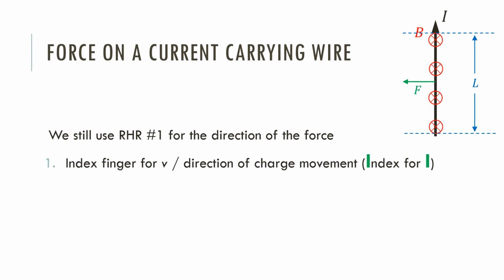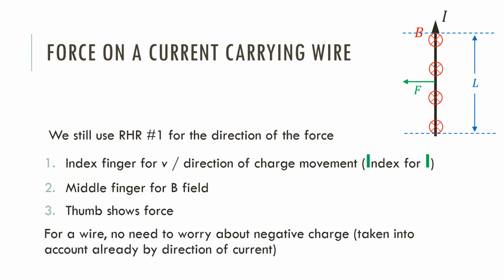But again, same exact rules as before. I'm just pointing which way the charge is going. I still use my middle finger for the B field. Your thumb still shows the force. The other nice thing is current. The definition of current is that it's the flow of positive charge. So we don't need to worry about the fourth step where we flip it if it's negative. The current always shows me positive charge, so I can always just go with those three steps.